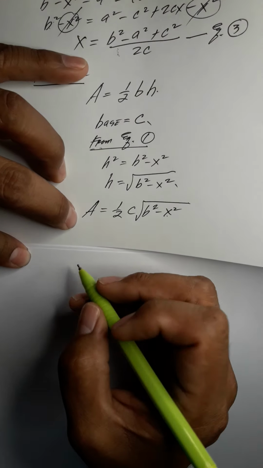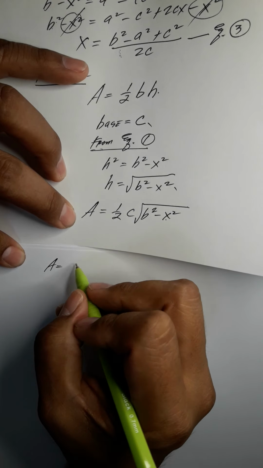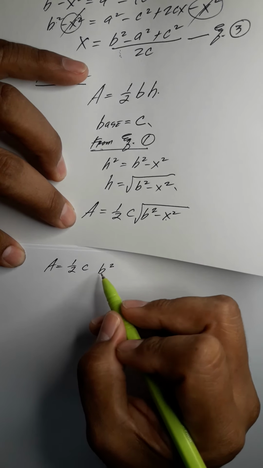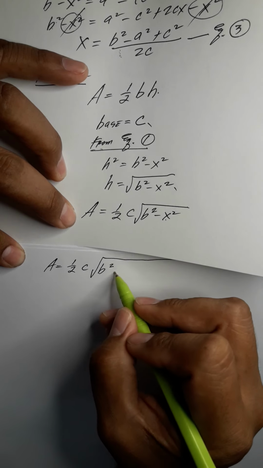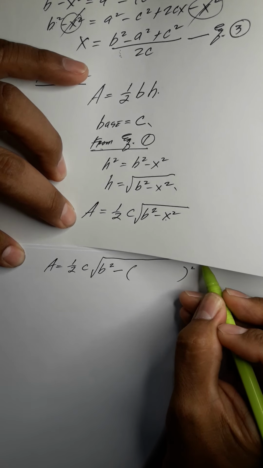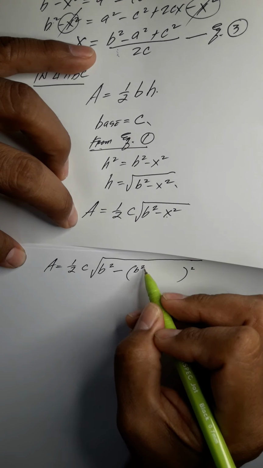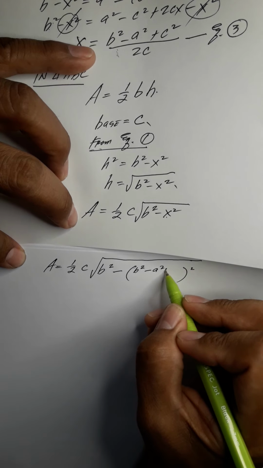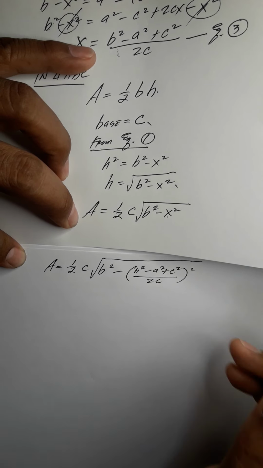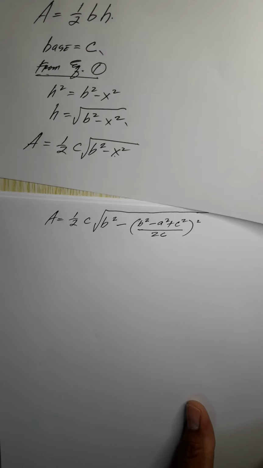We substitute here. So area is equal to 1/2 c times the square root of b squared minus, so we have the x squared here. But our x is equal to (b squared minus a squared plus c squared) over 2c.